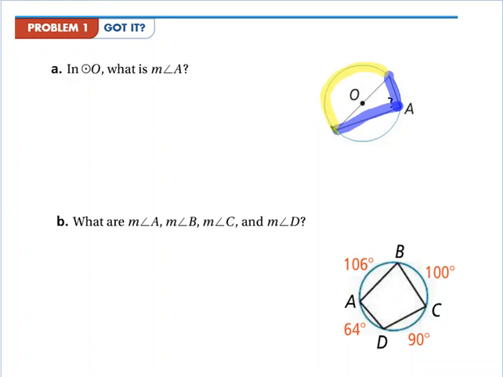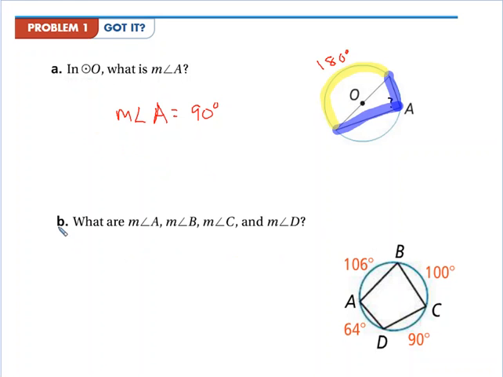Since the entire circle is 360 degrees and this yellow portion makes 1/2 of it, this would have to be 180 degrees. This arc is 180 degrees. And now we backtrack to the angle and say, well, the relationship is if I know the arc, I take half of it to find the angle. So that makes this 90 degrees because it's half of 180. Okay.